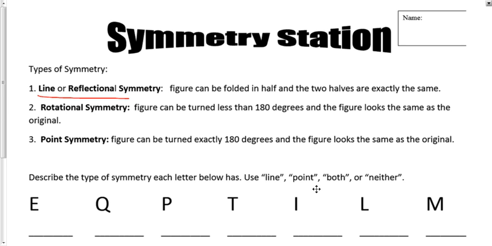And that means the figure can be folded in half, and the two halves are exactly the same when you fold over. The key is it's got to be folded over. So when you picture a heart, when you fold the heart over that line, you should have two exact things on each side of the line. Not like my picture, but like a regular heart you would make.